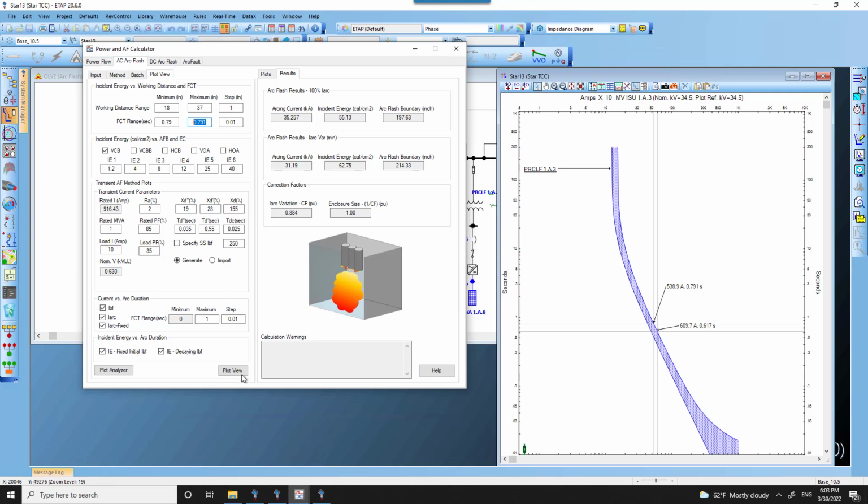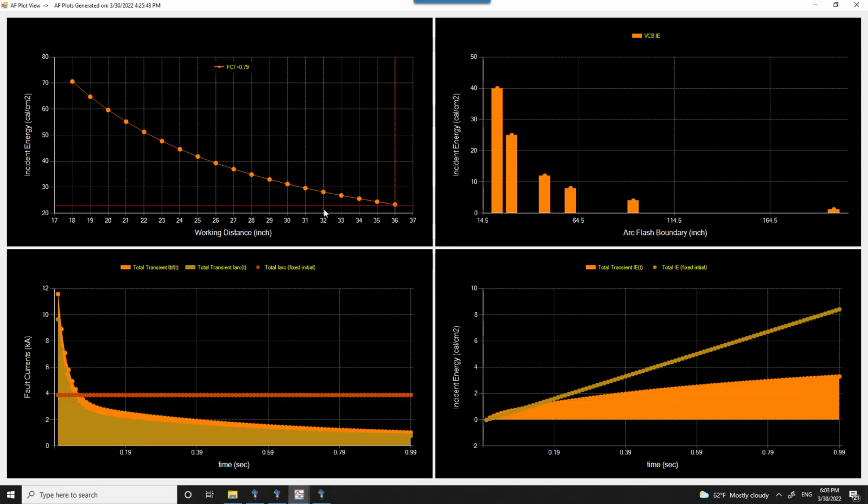And we were able to create a plot view for this, and that would basically give us the whole spectrum of how the incident energy could be mitigated, that we can add to our analysis report or our findings report to the client. So we started at this level at 18 inches, and then this tooltip will provide you that, okay, approximately at 36 inches, I would have an incident energy way less than 40 calories per centimeter square.